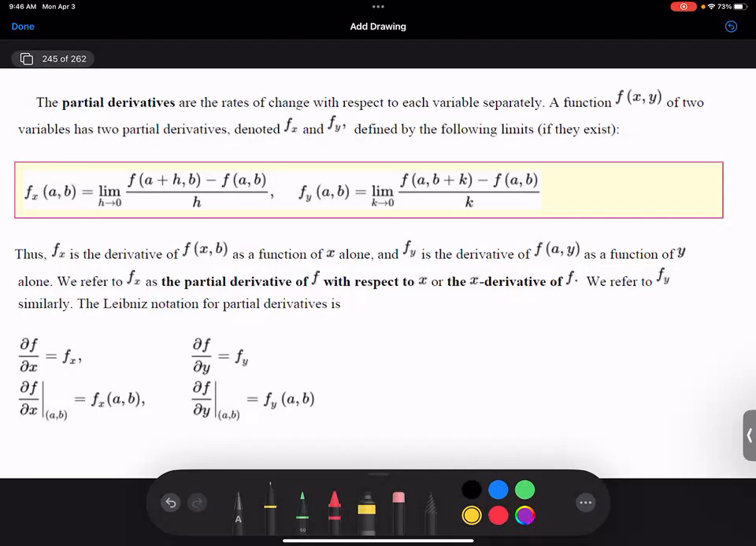Is it possible that you could order your variables y, x, z? Absolutely. For those of you who are doing economics, what's on the x-axis?